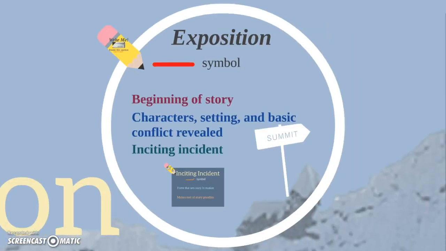So, exposition, you can see the symbol there. It is the beginning of the story, and usually in the beginning of the story we find out who the characters are, we find out the setting, and the basic conflict, what is really happening, what gets the story going.